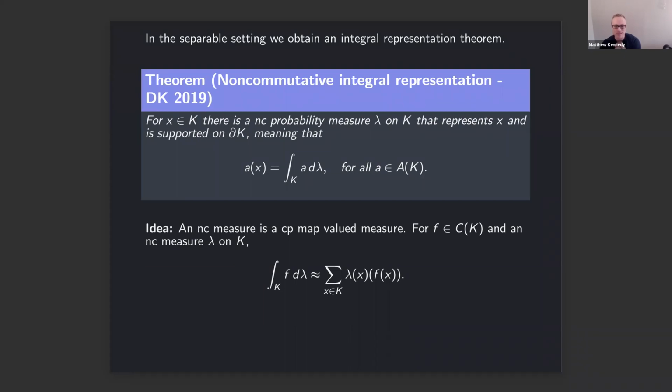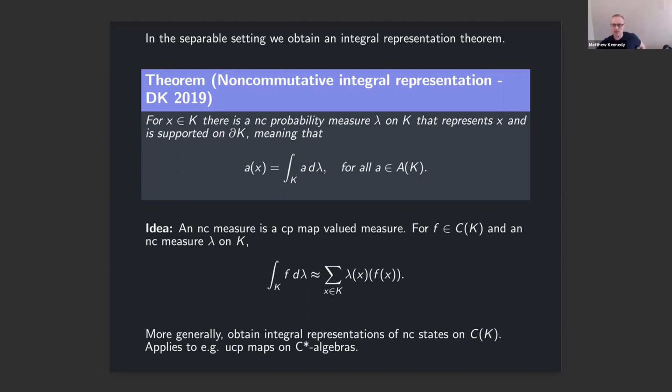The rough idea is that an NC measure is a CP map valued measure in an appropriate sense. By integrating over our space K, what we're integrating over are CP maps, because remember, each of the points in K we can associate or identify with a CP map. And this leads, more generally, to an integral representation theorem for C-star algebras and operator systems, for UCP maps over these objects. Okay. So as I said, I don't mean to get into the technical details here.